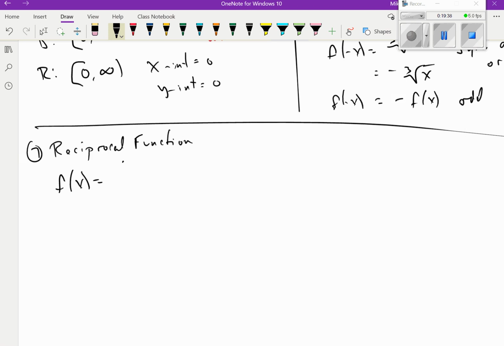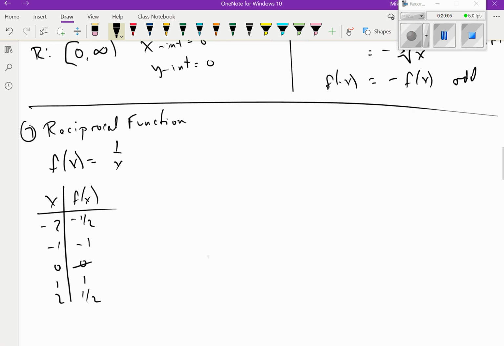So the reciprocal function is 1 over x. Let's see. So if we do some values here, negative 2, negative 1, 0, 1, and 2. Reciprocal of negative 2 is negative 1/2. Reciprocal of negative 1 is negative 1. Reciprocal of 0, well, that would be undefined because we can't do 1 over 0. At 1, we're 1, and at 2, we're 1/2.